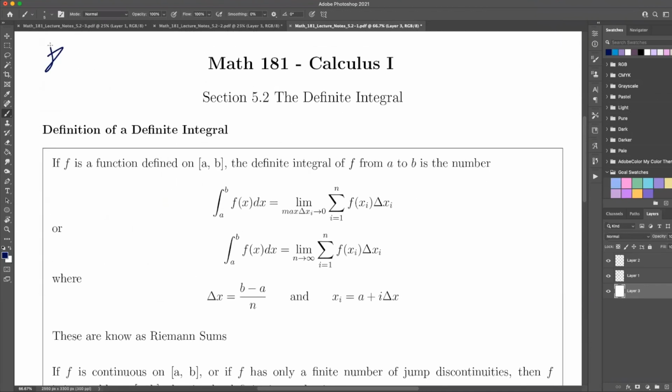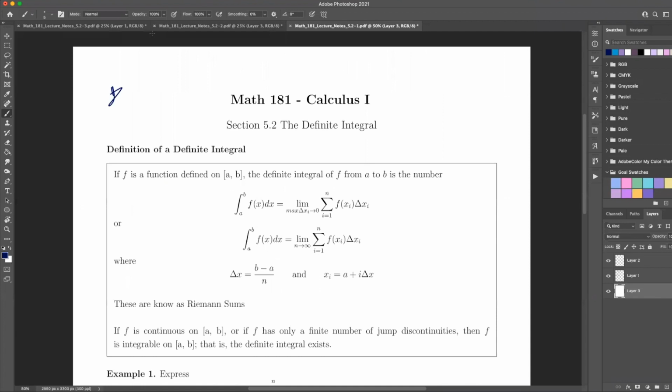All right, let's talk about the definite integral. So now we're going to start defining an integral. Let f be a function from a to b, and we're going to call it the definite integral. Definite integral means it has points you evaluate at.